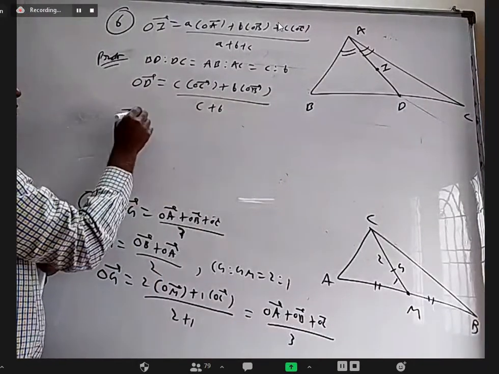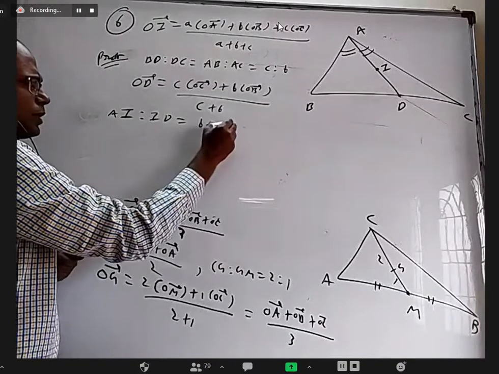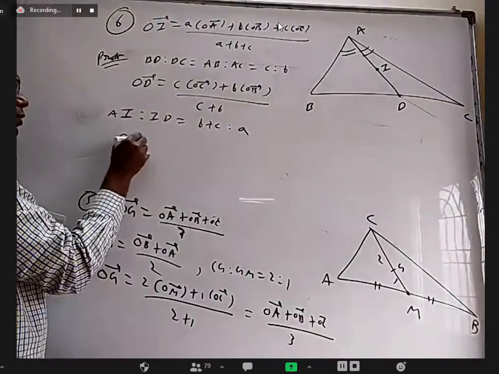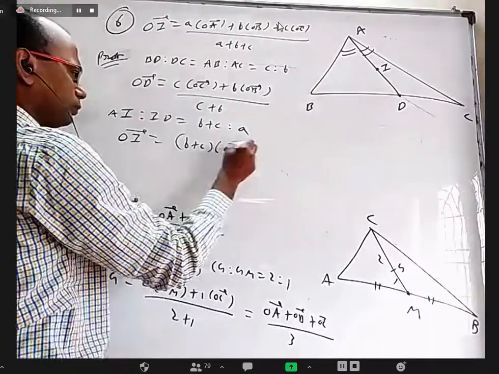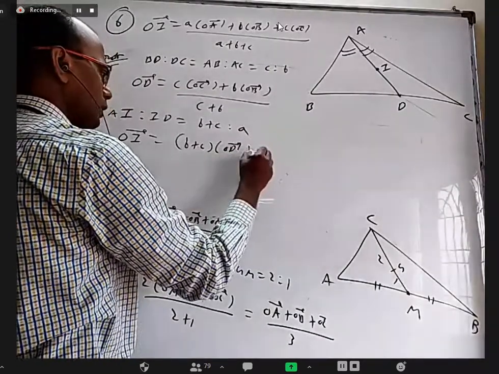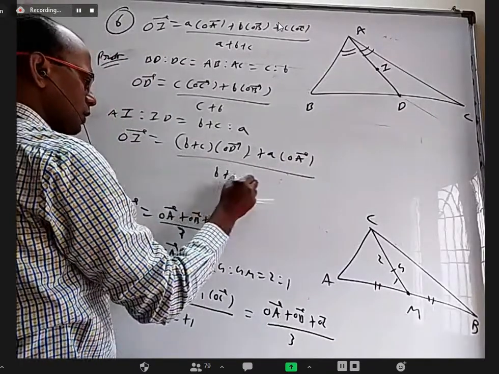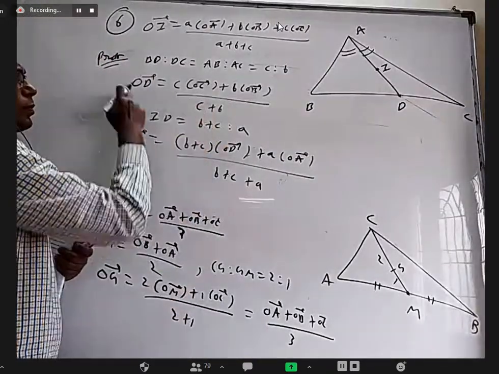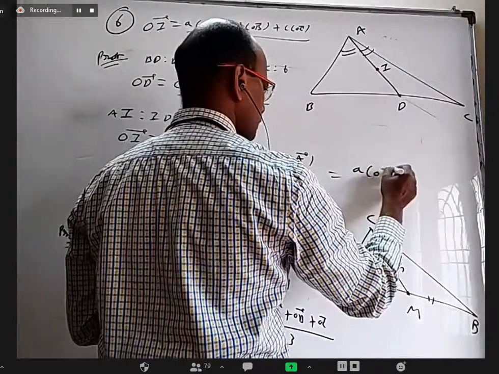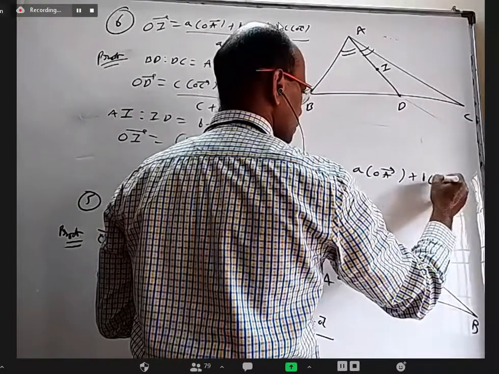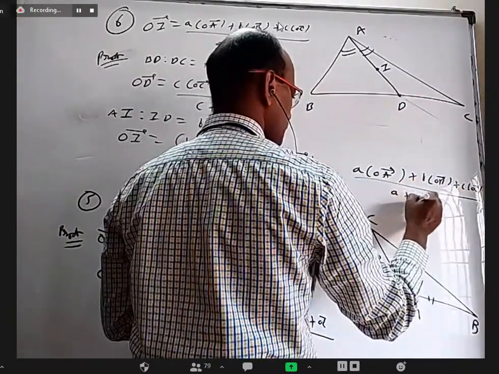And now I divides in that ratio. AI is to ID is B plus C is to A. So OI bar is B plus C into OD bar plus A into OA bar by B plus C plus A. OD bar, you multiply by B plus C, you'll get this. So finally you are getting A into OA bar plus B into OB bar plus C into OC bar by A plus B plus C.